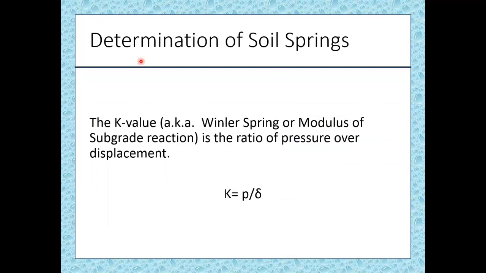How is the determination of soil springs? Well, it's very simple. The K value, which is also known as the Winkler spring or modulus of subgrade reaction, is the ratio of pressure over displacement. So the unit is pressure over length.